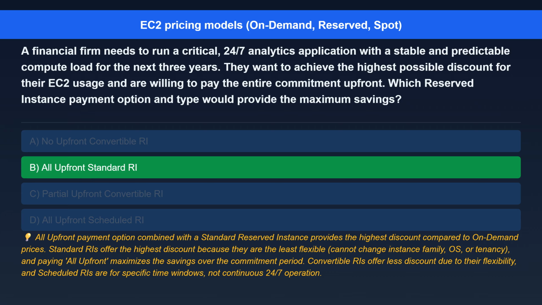The correct answer is all upfront standard RI. Here's the explanation. The all upfront payment option combined with a standard reserved instance provides the highest discount compared to on-demand prices. Standard RIs offer the highest discount because they are the least flexible, cannot change instance family, OS, or tenancy, and paying all up front maximizes the savings over the commitment period. Convertible RIs offer less discount due to their flexibility, and scheduled RIs are for specific time windows, not continuous 24/7 operation.